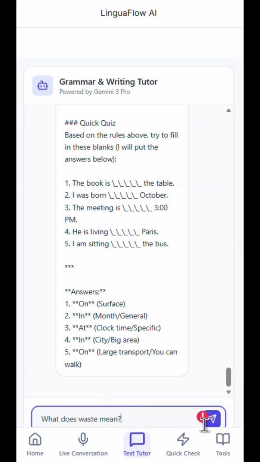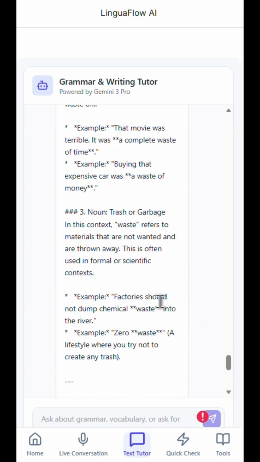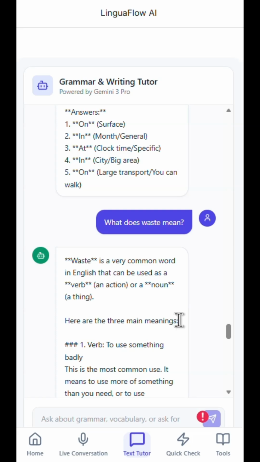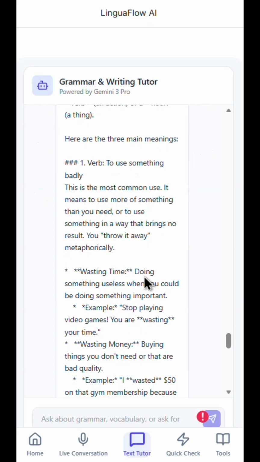So, what does waste mean? Takes a lot more time. So, much longer explanation here. So waste is a very common word in English that can be used as a verb, an action, or as a noun, a thing. Here are the three main meanings. So it goes into quite a lot of detail.